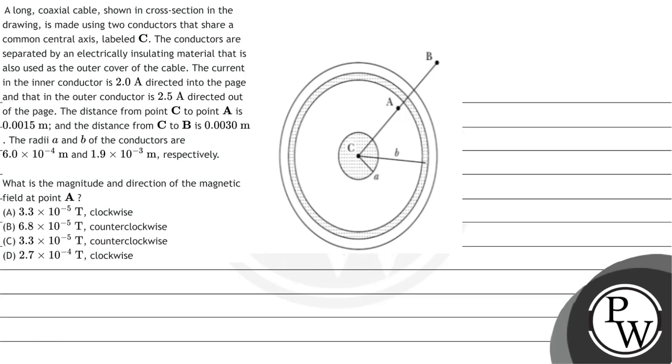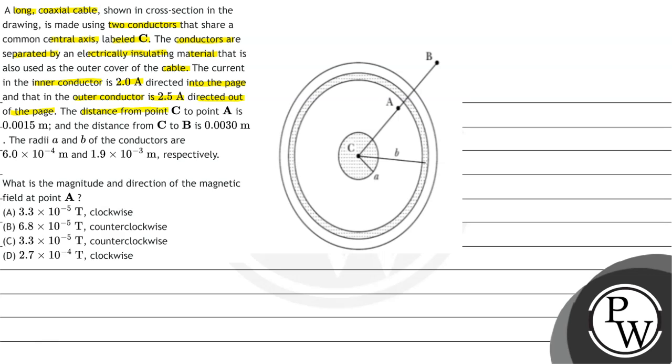The question says that a long coaxial cable, shown in cross section in the drawing, is made using two conductors that share a common center axis, labeled C. The conductors are separated by an electrically insulating material that is also used as the outer cover of the cable. The current in the inner conductor is 2 ampere directed into the page, and that in the outer conductor is 2.5 ampere directed out of the page.